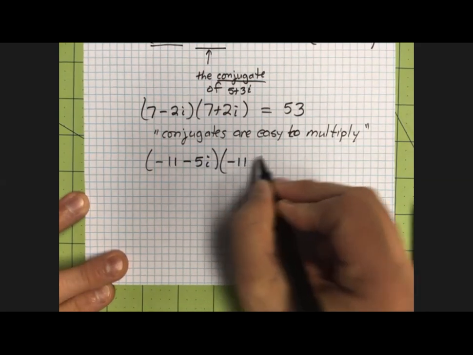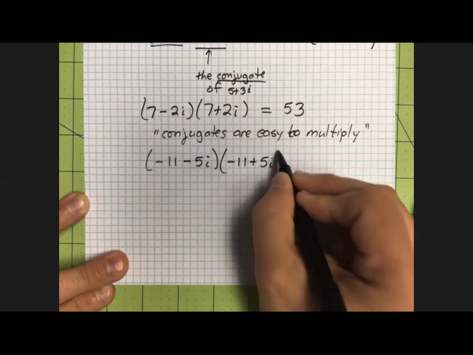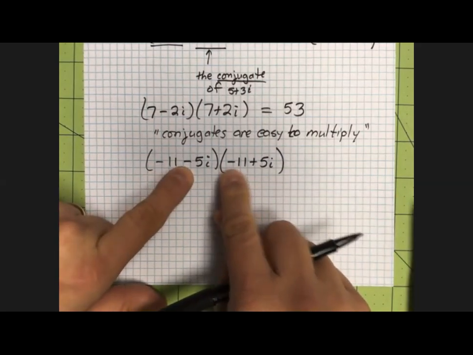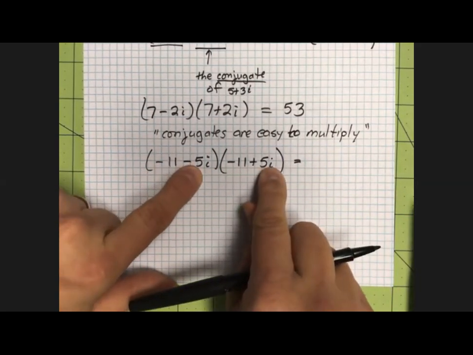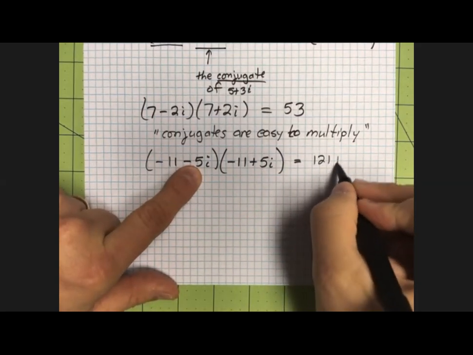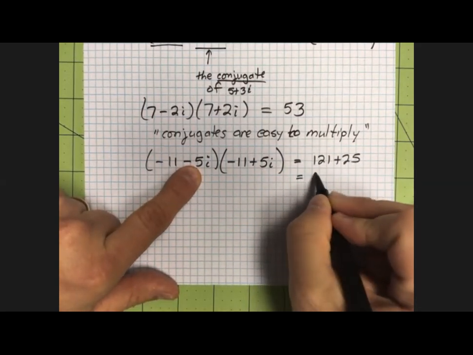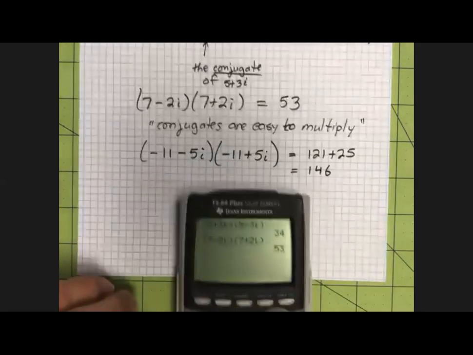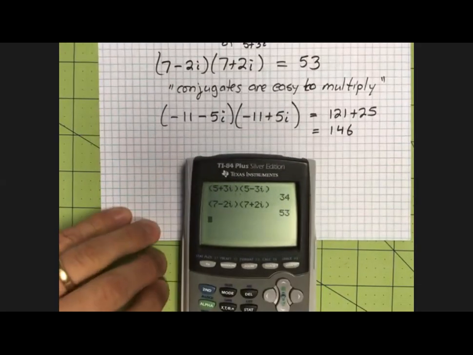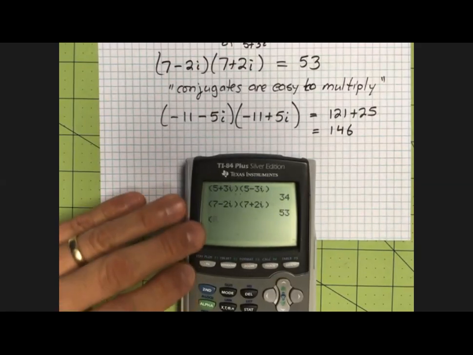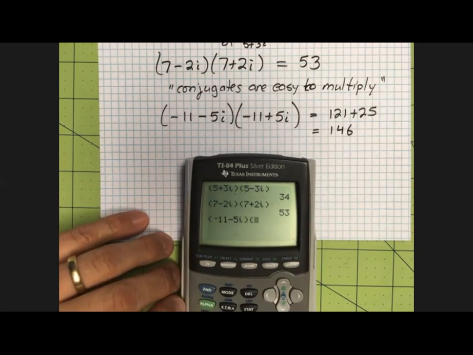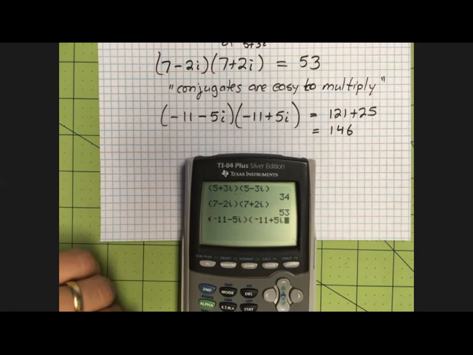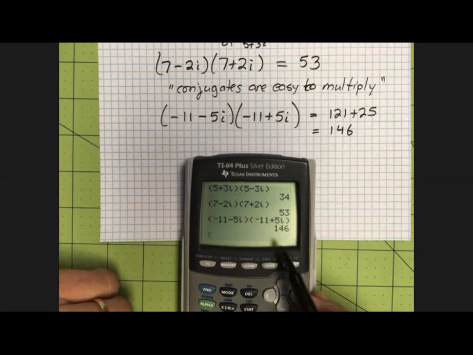Take these two conjugates. Negative 11 minus 5i, negative 11 plus 5i. All I have to do is say 121 plus 25. 146. And all of a sudden, you're just as fast at this as the calculator. Negative 11 minus 5i, negative 11 plus 5i. In fact, you're faster. You did that in less time than it took me to type it.